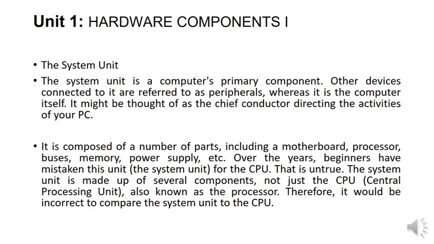So some people mix it up. They don't know that the system unit is the main body of the computer, so they will say CPU. CPU, the central processing unit, is just one component, which is known as the processor. It's just one component inside the system unit. But many people don't know, so they mistake the CPU for the system unit, which is not the same.